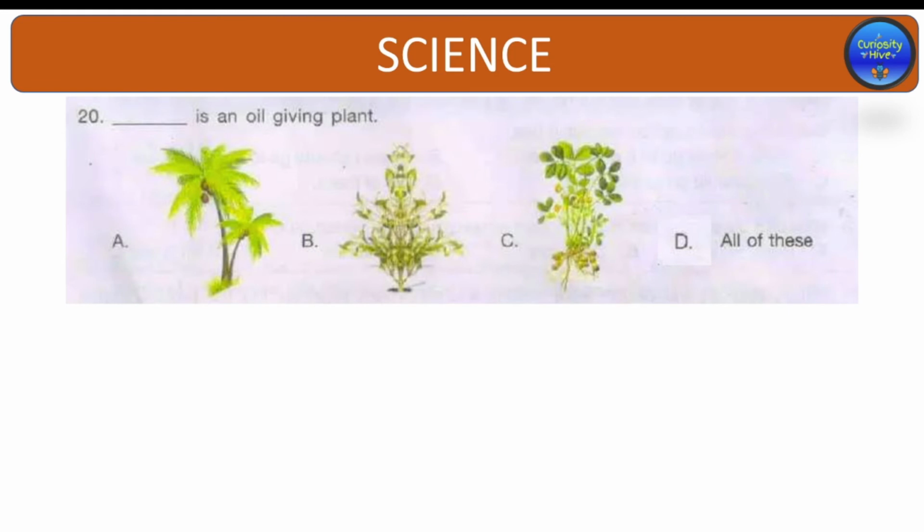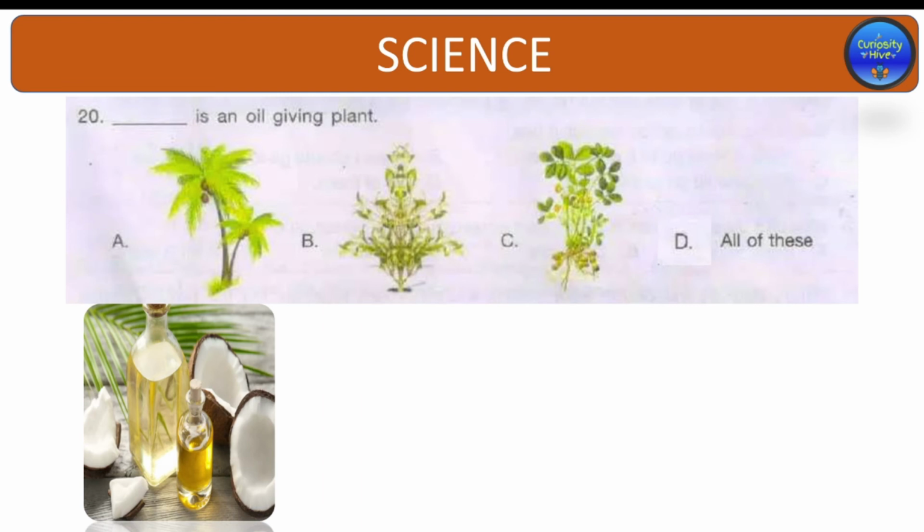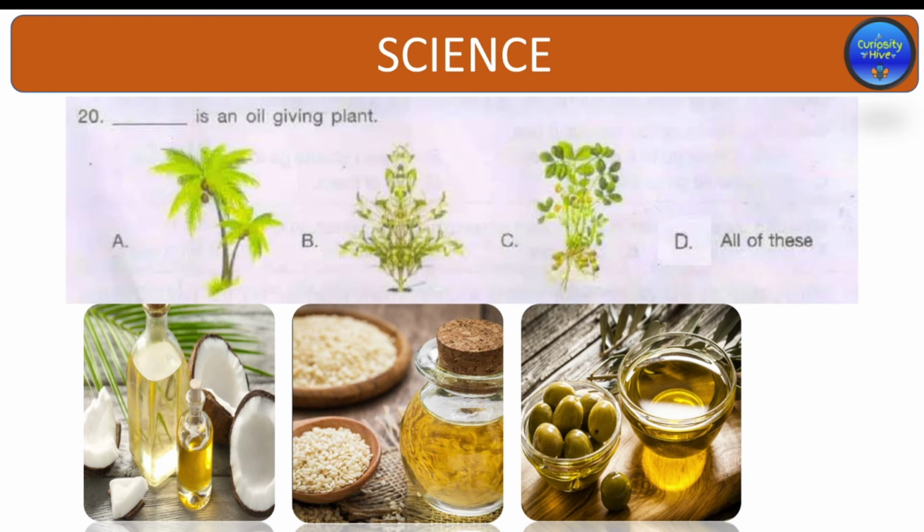Next one. Dash is an oil-giving plant. Can you tell me the answer? Well, let me pictorially show it. Option A, which is coconut, gives coconut oil. B, which is sesame, gives sesame oil. And C, which is olive, gives olive oil. So all of these are oil-giving plants. Hence our right answer is option D.